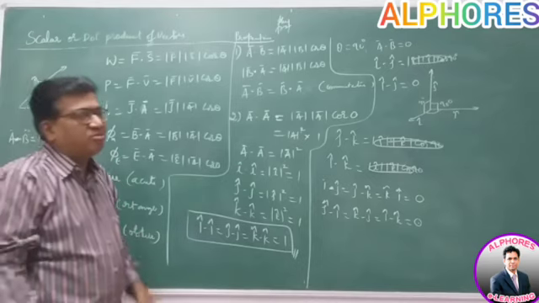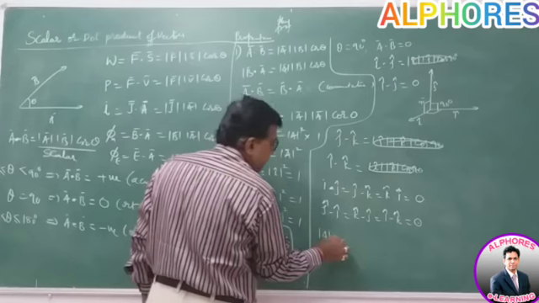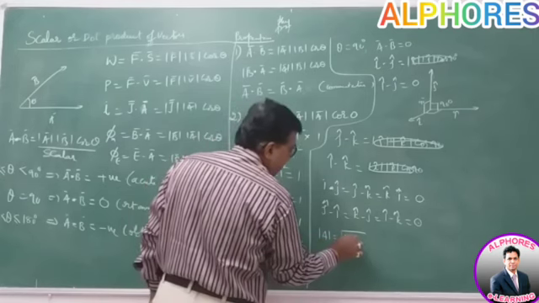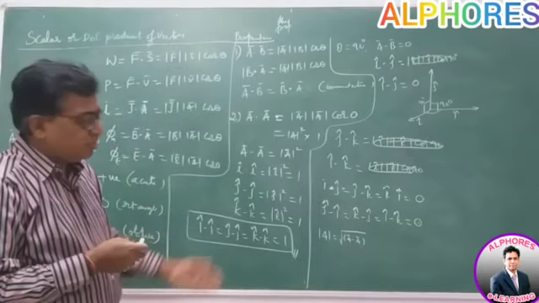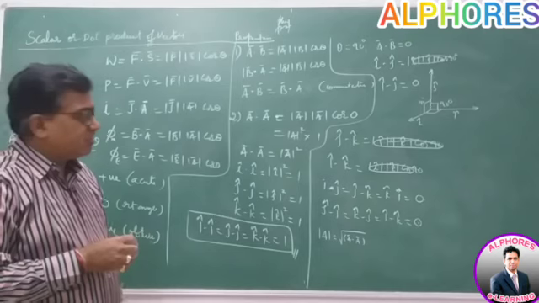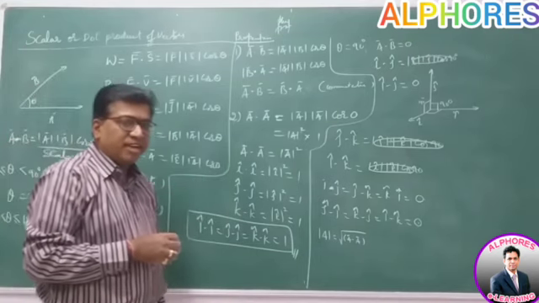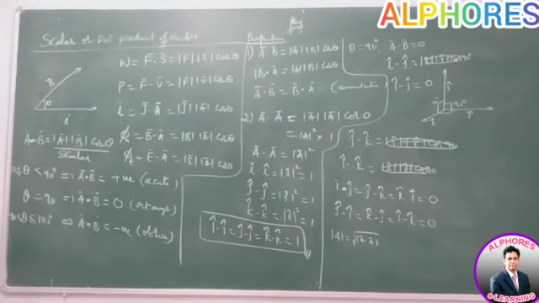So the magnitude of the vector, mod A, is under root of A dot A. A dot A is a scalar, and the root of that gives you the magnitude of the vector. So this way you can find the dot product of two vectors. So these are the properties.